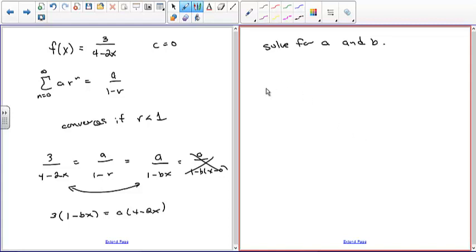So go ahead and multiply this out. I'll do it in a second, but you try it. So just multiply these, expand those out, and then you'll have 3 is equal to 4a. So in this case, you'll be able to solve for a first, and then once you have a, you can solve for b using the second equation, the one that involves the x variable.